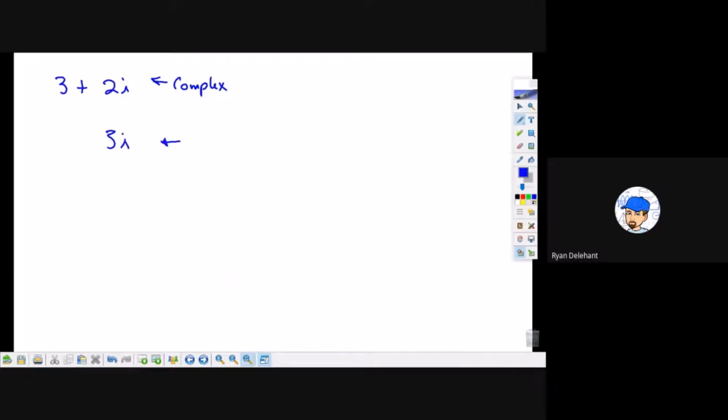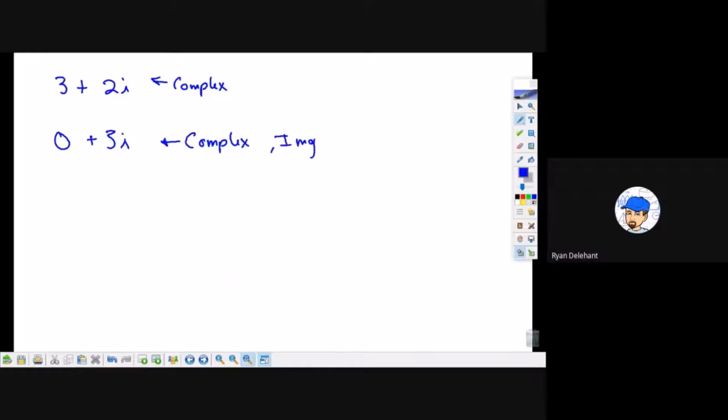Is 3i complex? Yes, but it's also more commonly referred to as imaginary, right? But it's complex because we can put a real part in here. The real part is 0.